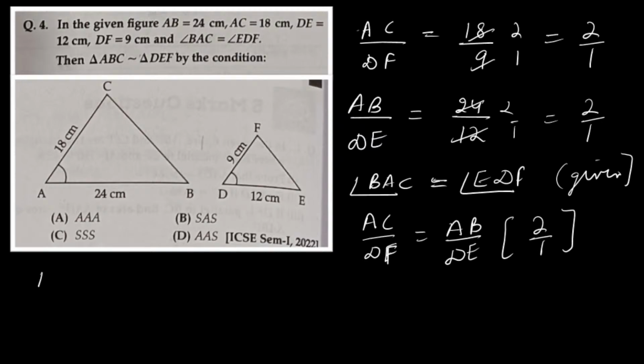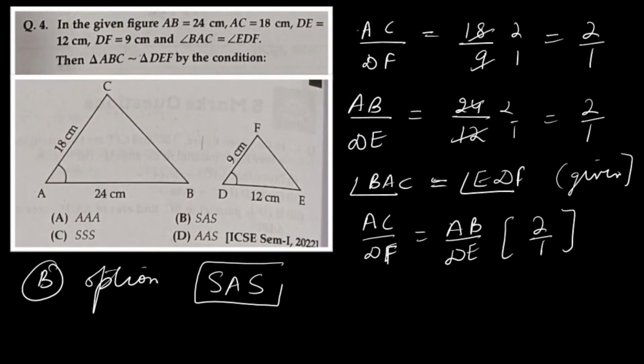So therefore B option is the correct answer. B option. Which rule? Side angle side. In MCQs, like in exam, you don't have to do working out directly, just simply looking at the figure, it's clear. One side, here in between angle, and another side.